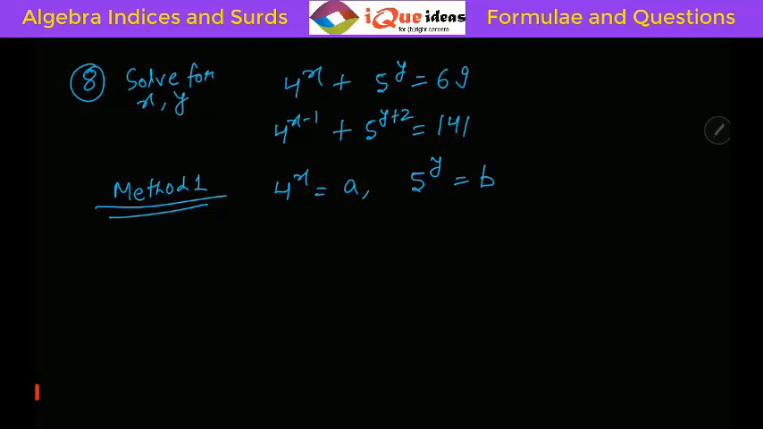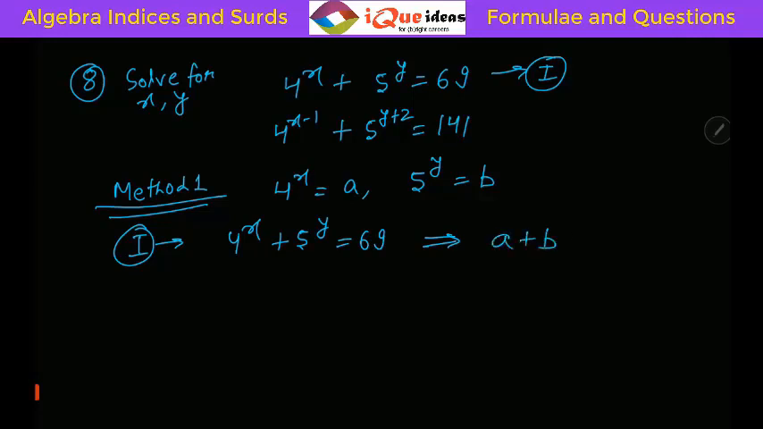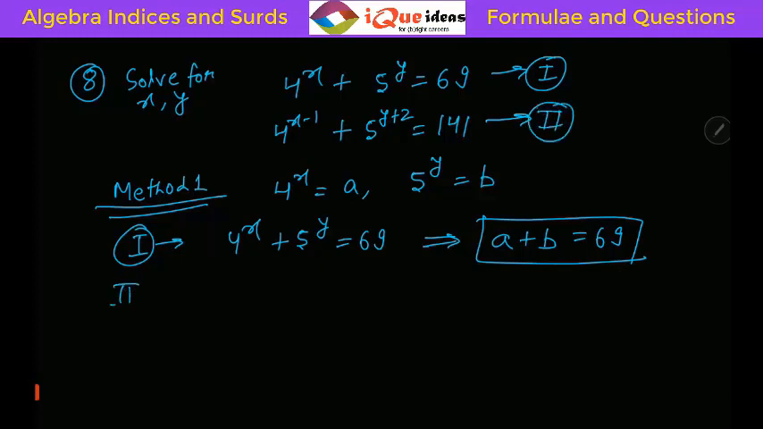So the first equation can be written like this: 4 raised to the power x plus 5 raised to the power y is equal to 69. This gives us a plus b is equal to 69. Similarly, the second equation can be written as 4 raised to the power x minus 1 plus 5 raised to the power y plus 2, which is equal to 141.